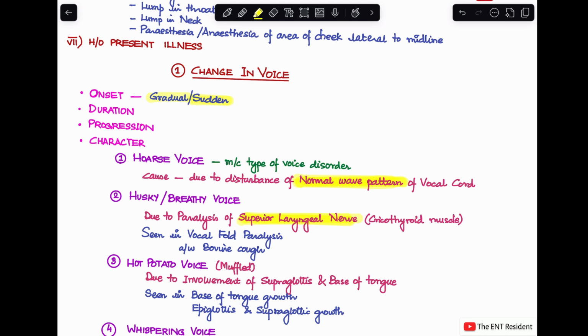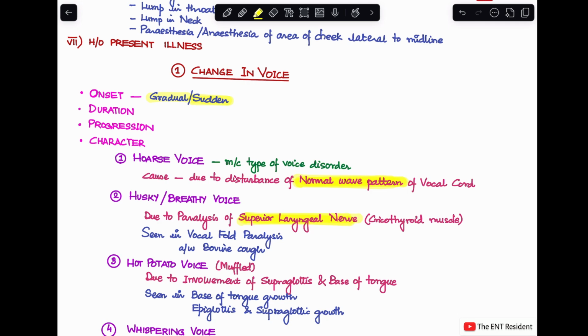Third one is a hot potato voice. This is also known as a muffled voice. This happens due to involvement of the supraglottis and the base of the tongue. And why do you call it a hot potato voice? It's called a hot potato voice because it sounds exactly like if you put a hot potato in your mouth and you try to speak, the kind of voice that will come out, that is what is known as the hot potato voice.